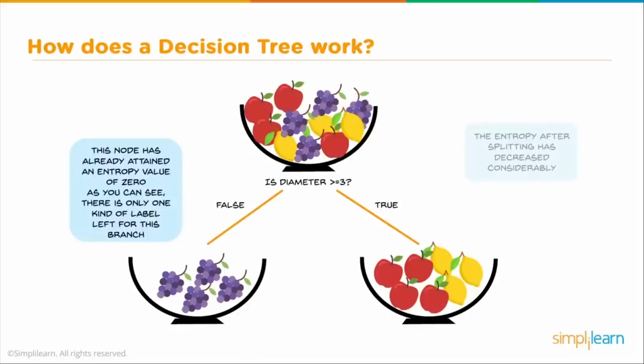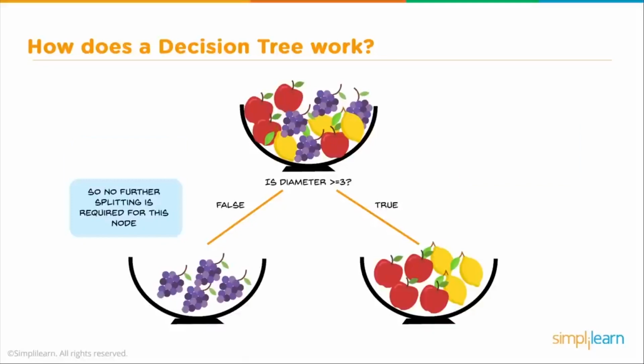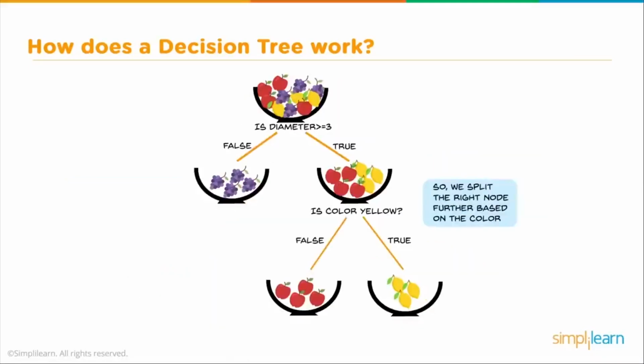There's only one kind of label left for this branch. So no further splitting is required for this node. However, this node on the right still requires a split to decrease the entropy further. So we split the right node further based on color. If I split it on color, that pretty much cuts it right down the middle. It's the only thing we have left in our choices of color and diameter too. And if the color is yellow, it's going to go to the right bowl, and if it's false, it's going to go to the left bowl.